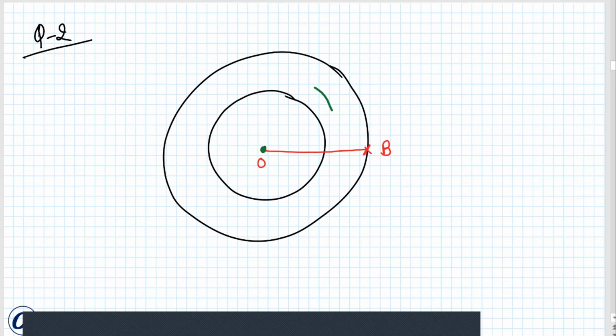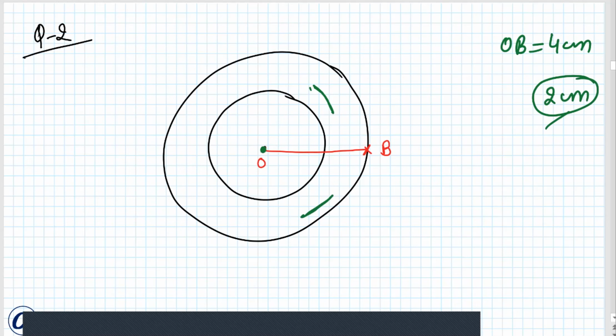ठीक है, आर्क कितने का लेंगे? मोर देन हाफ ओबी, मतलब ओबी को मेजर कर लो. सपोज ओबी 4 सेंटीमीटर है तो ओबी का हाफ होगा 2 सेंटीमीटर. 2 सेंटीमीटर से थोड़ा बड़ा आर्क लेना है. ओके, सो मेक एन आर्क greater than half OB.